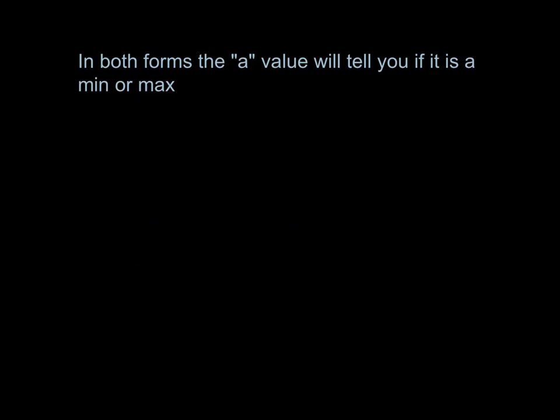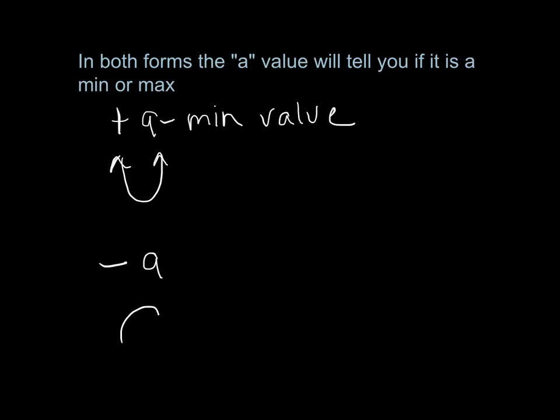Therefore, the a value is going to tell us whether it's a minimum or maximum value, and it doesn't matter what form it's in. If I have a positive a, it's going to be facing up, so that means it's going to be a minimum value. If I have a negative a, it's going to be facing downward, so my vertex is going to be a maximum value because it is at its highest point in that case.